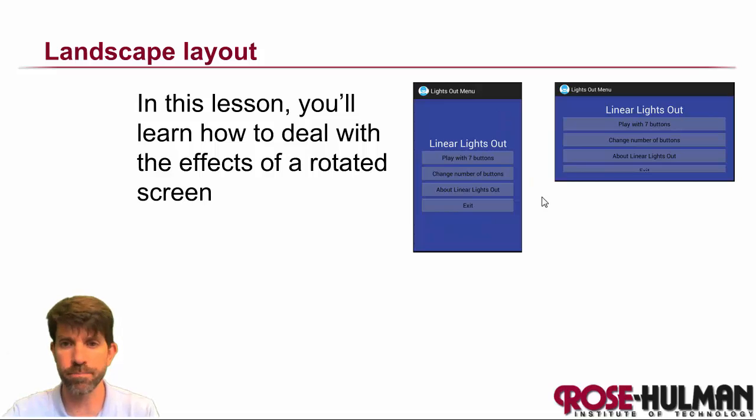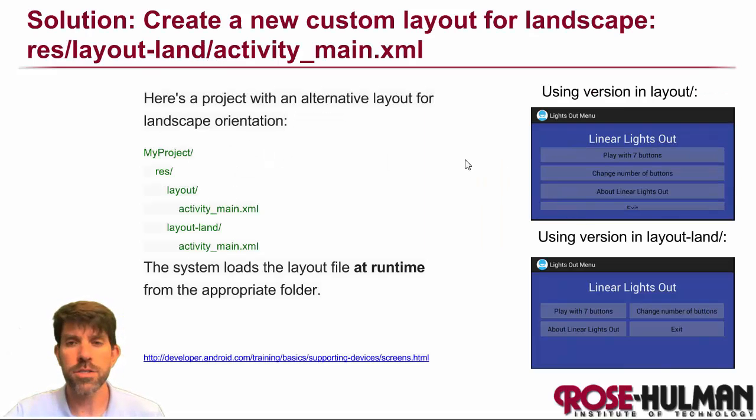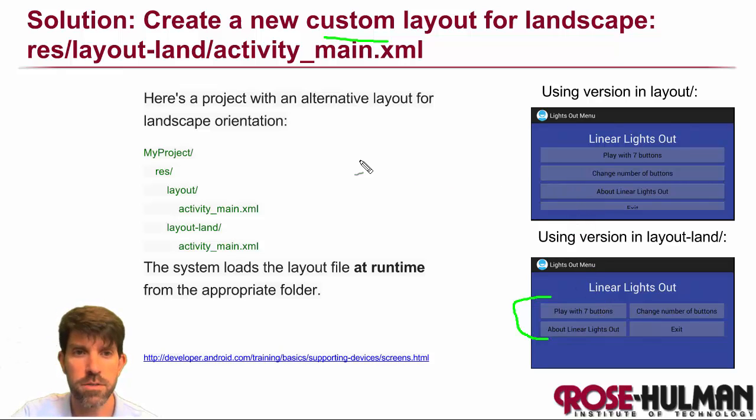into landscape layout. All right, so it turns out that the solution is fairly simple. All you need to do is create a new custom layout for landscape. Right, so what might you want to do? So if this is our standard layout here, then maybe we want to make a version here that is going to do something a little bit different with the buttons. So maybe create a table out of them so that they all fit more nicely. And the way that we do that is very simple.